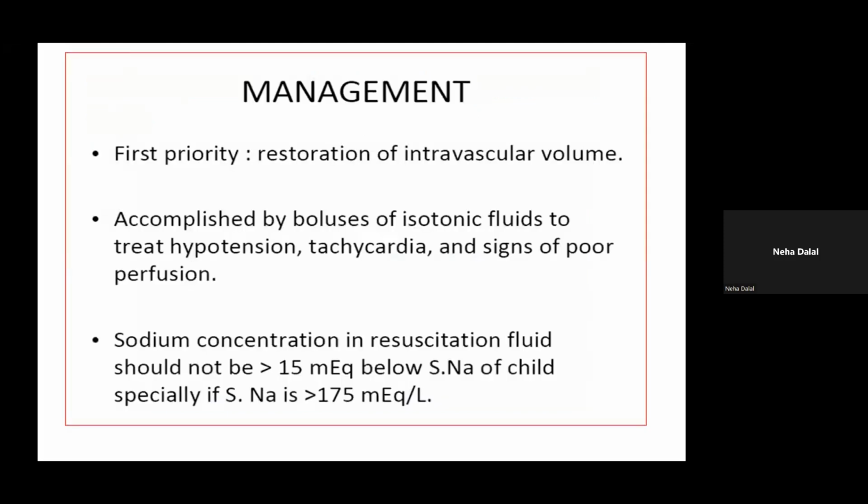So after discussing the causes, etiology, and clinical features of hypernatremia, the management involves two priorities. The first phase is the restoration of intravascular volume, and the second phase is the dehydration phase. Whenever a baby is in hypernatremic dehydration, our foremost aim should be to restore the IV volume by giving IV boluses at 20 ml per kg of isotonic fluid. But this applies only to sodium values in moderate dehydration. For any value of more than 175, we have to make a special fluid. We'll learn it in subsequent slides.